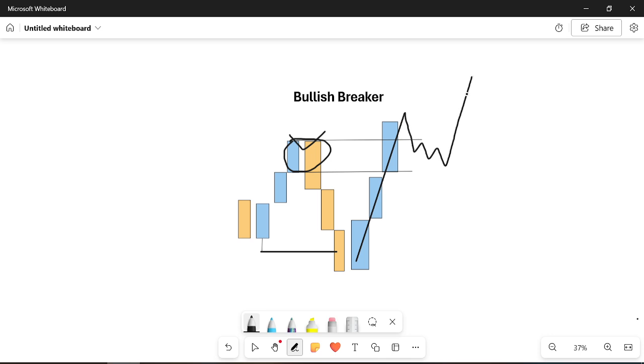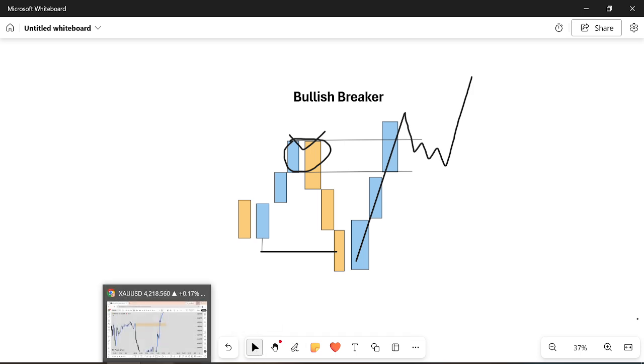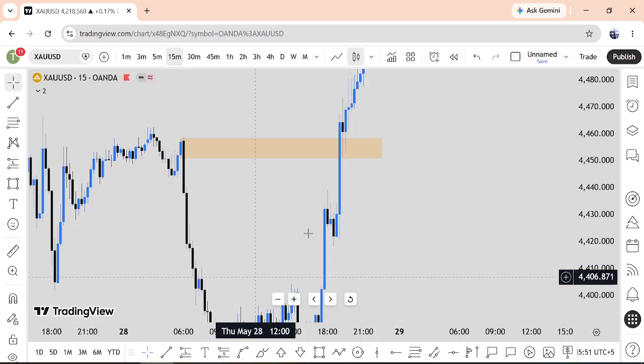So, what we have said is that it should be a bearish order block which has swept or broken a previous low. The previous low's liquidity has been taken, then price moves up and closes above the high of the bearish order block. Then the bearish order block becomes the bullish breaker block. Now let's check an example of this bullish breaker block in the market.